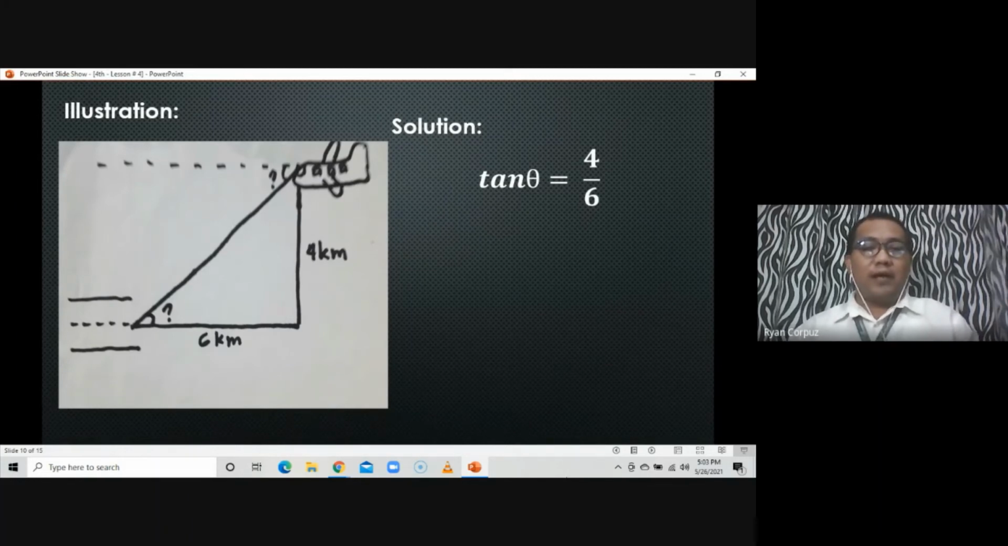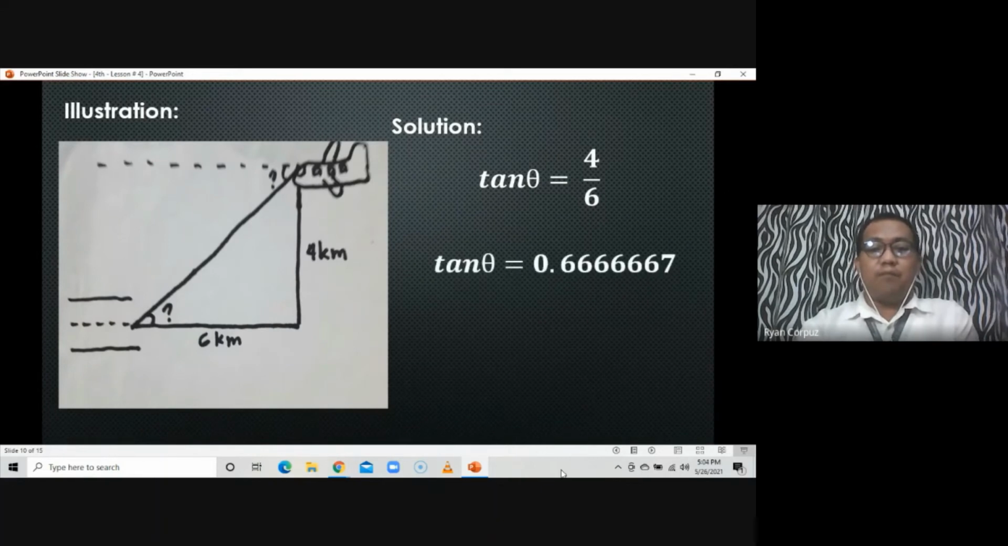Pero kung gagamitin natin walang fraction na scientific calculator, you have to divide first 4/6. So 4 divided by 6, so yung unang gagawin, magkakaroon ka ngayon ng tangent theta is equal to 0.66667 and so on and so forth. Ni-rounded off na natin kasi walang katapusan yung kanyang value.